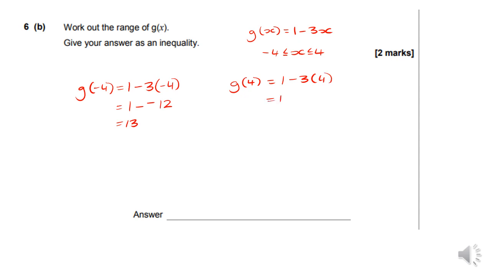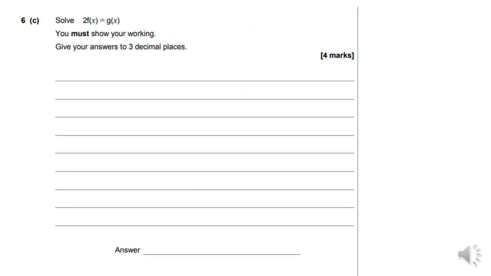+4, which is 1 take 12, which is -11. So we know that g of x is always going to be somewhere in between, and we can put the equal to sign as well because it's allowed to equal these values somewhere in between -11 and 13, and that's quite a straightforward one as well.